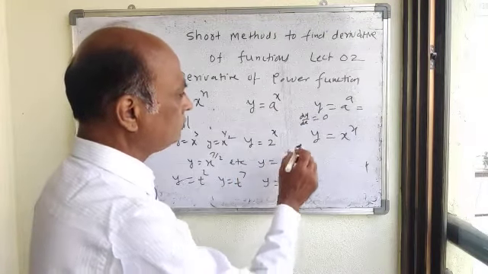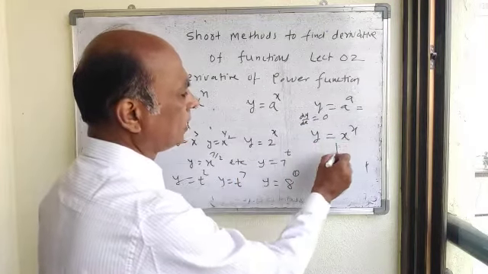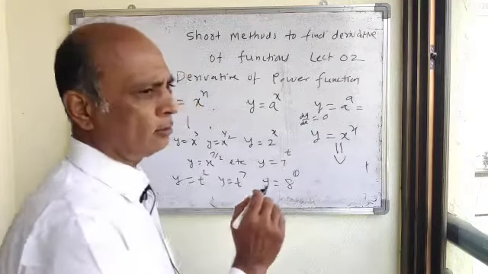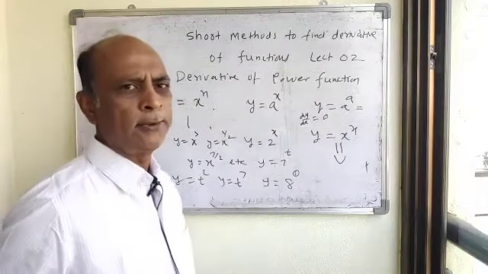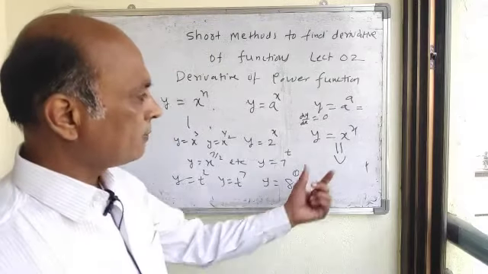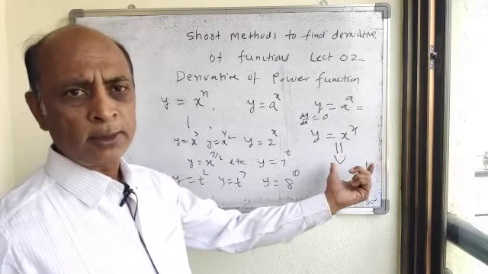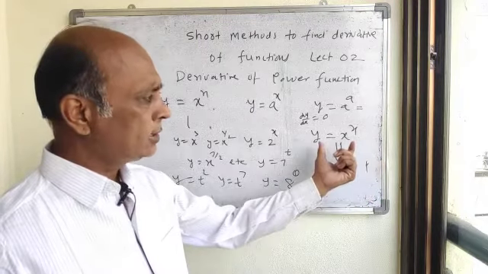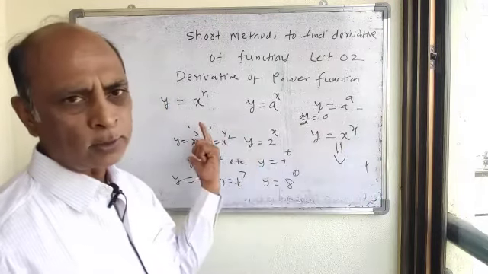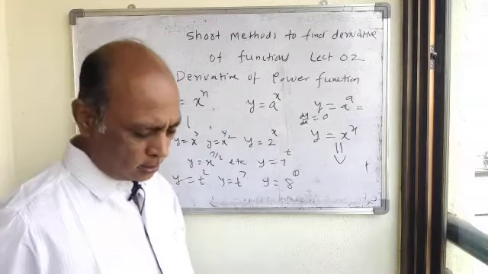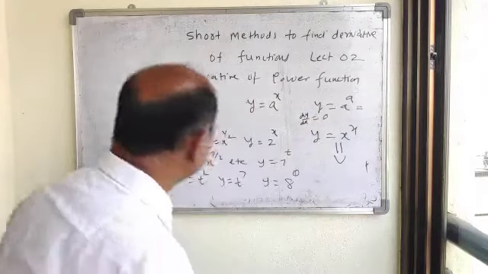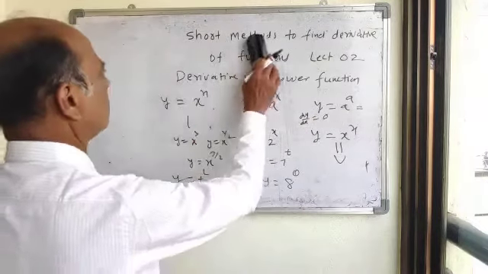Now y is equal to x to the power x. This is the one special case to find the derivative. So in this case base is variable, power is variable. So in this case we cannot use this formula. So let us see one by one. First, that is x to the power n.